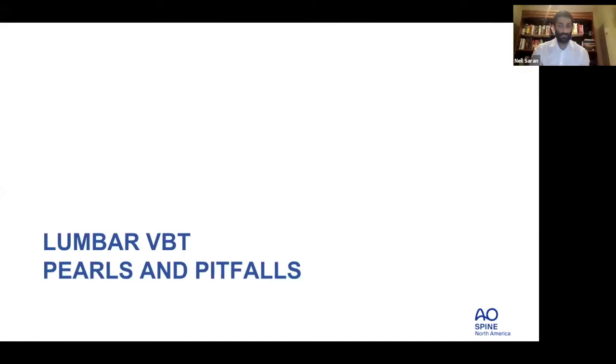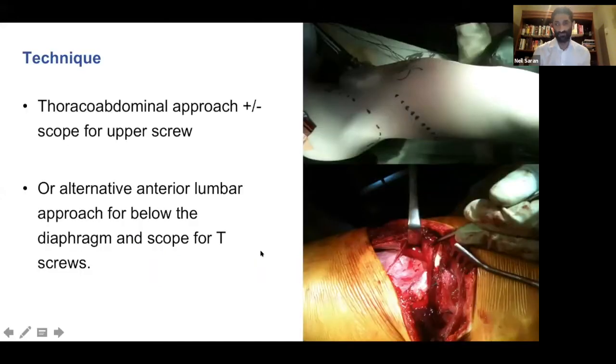Okay, perfect. So there are going to be some pros and pitfalls regarding the lumbar VBT. I think Stefan's presentation really covers the thoracic spine nicely, and you take pretty much all of those principles, pearls, and tricks, and translate them to the lumbar spine. What I'm going to do is touch on some things that are very specific to the lumbar spine. For me, I use a thoraco-abdominal approach. I take the diaphragm down off of its periphery. And occasionally I still need to use a scope for my upper 1 or 2 screws when I do this.